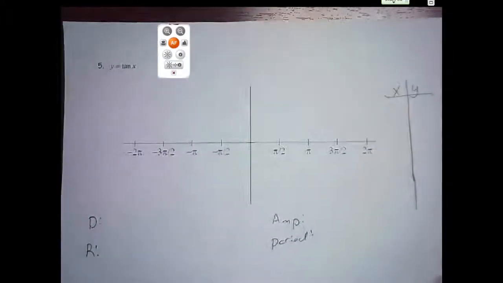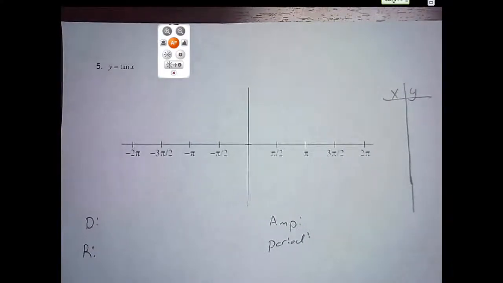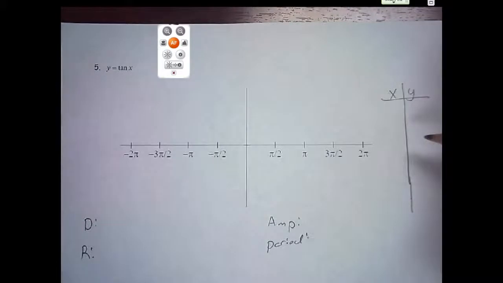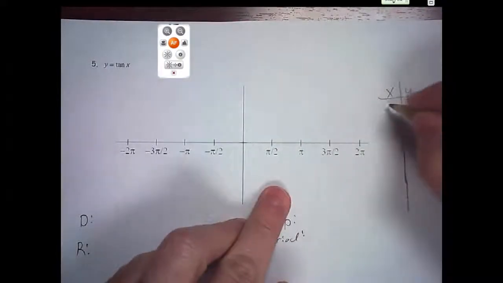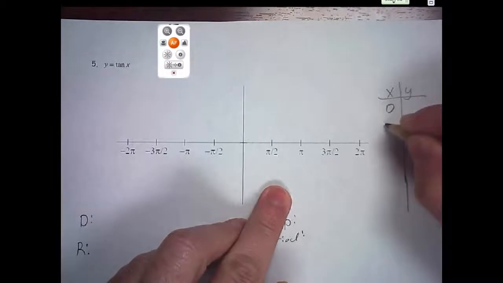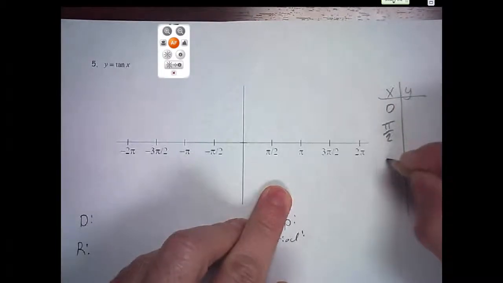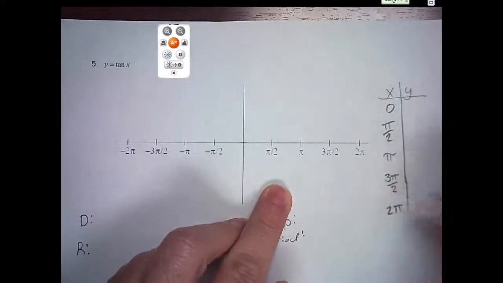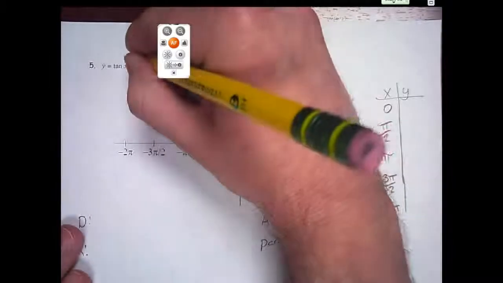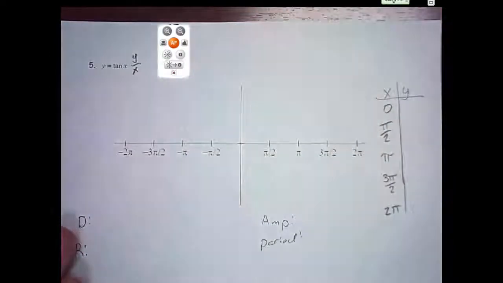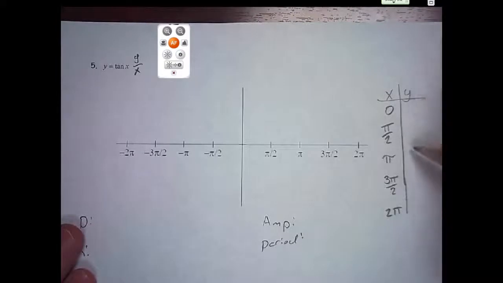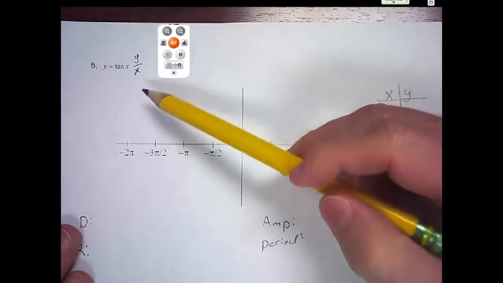Tangent is our next one. Same kind of deal. Draw your x and y axis, t-chart, and then we're going to do our radians here. So 0, pi over 2, pi, 3 pi over 2, and 2 pi. Okay. Remember, tangent is y over x. So all the values over here, we're going to be pulling off the unit circle by using y over x.